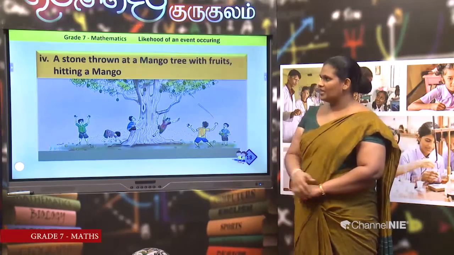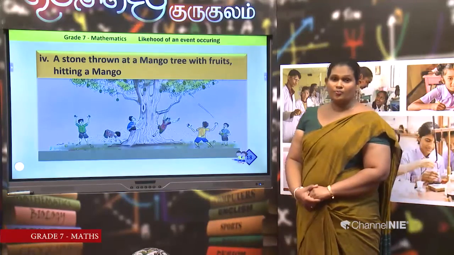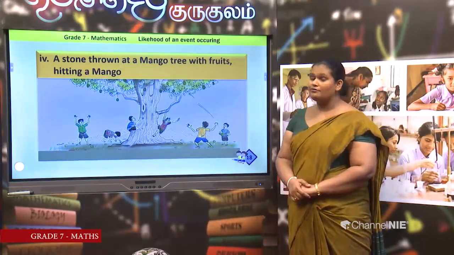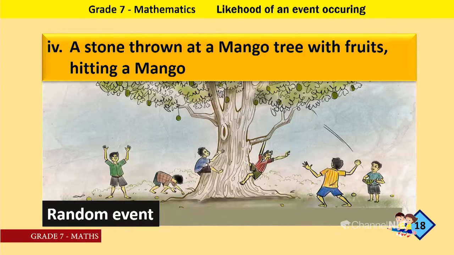Next one. A stone thrown at a mango tree hitting a mango. Now, this tree is full of mangoes. You are going to throw a stone, get a mango, right? But have you done it at home? There, what was the result? In each and every case, would you be able to get the mangoes? No, it's not. Sometimes you might get mangoes, sometimes you will miss. Isn't that so? Therefore, we can say it's a random event.